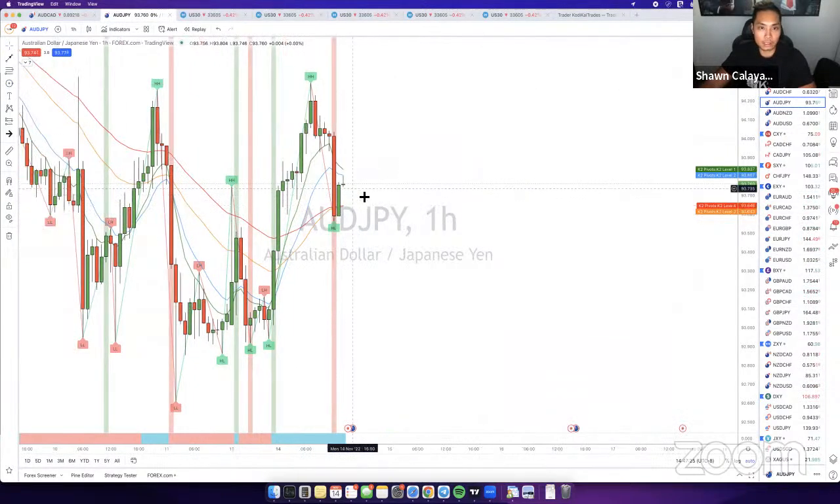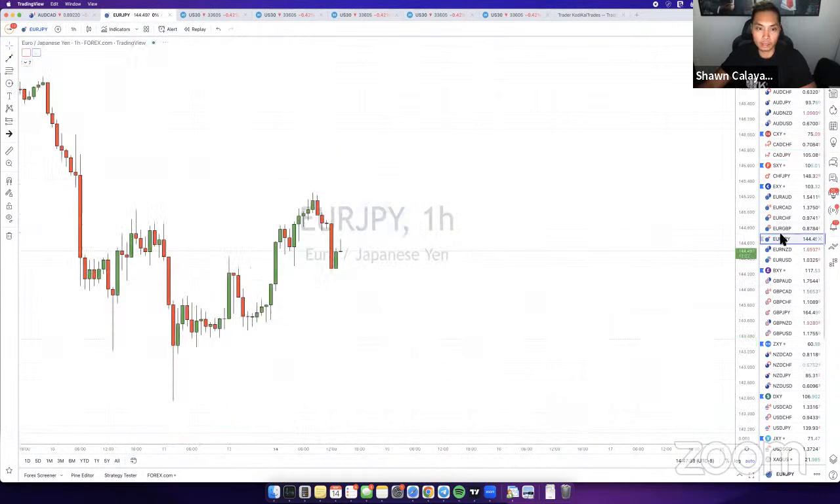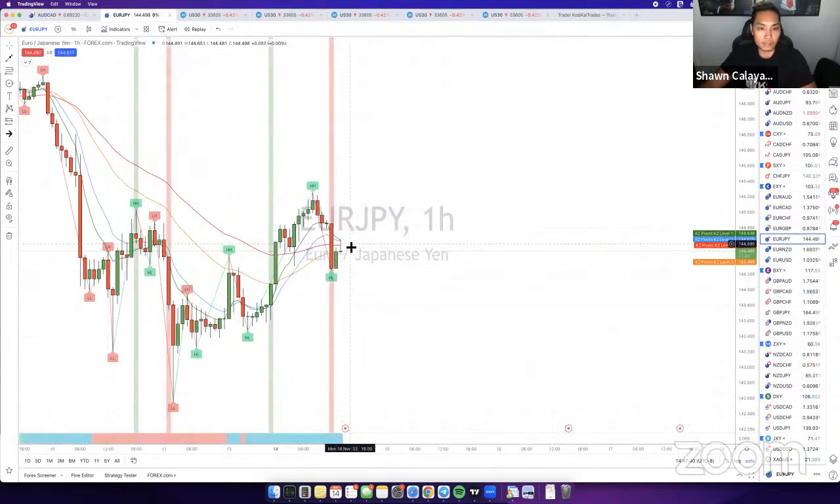You can see right here, it's kind of coming down as well, but it's not very strong. CAD JPY, this is definitely strong. So this fits the criteria. Price is coming down. This indicates that the JPY is strong. Right, go down to Euro JPY. Right here again, it's not very strong. It's still going, it's just going sideways. So the JPY is actually not very strong right now.